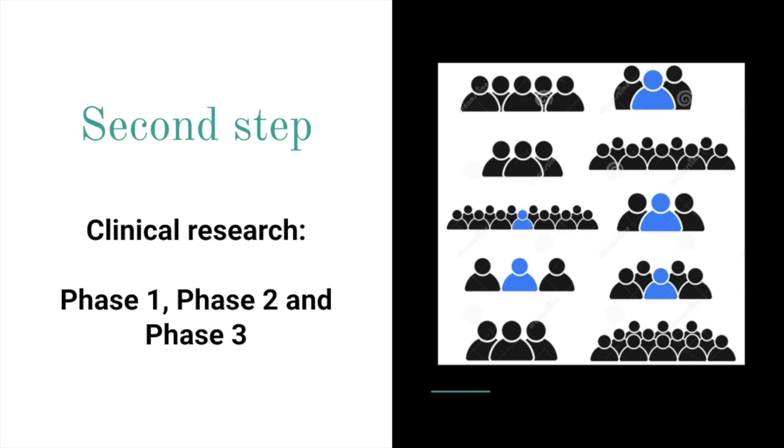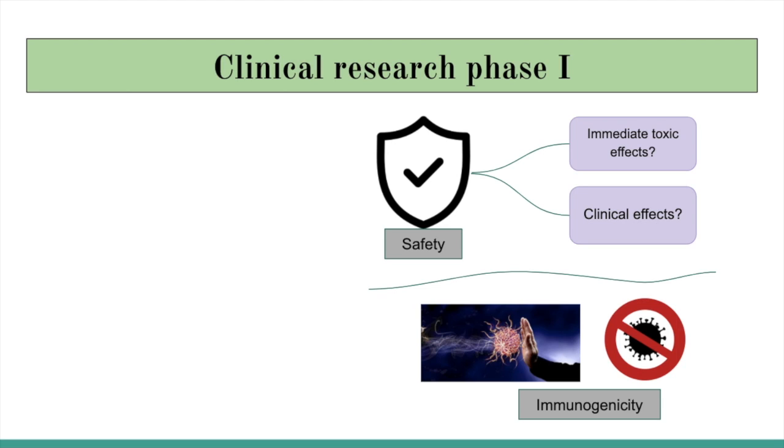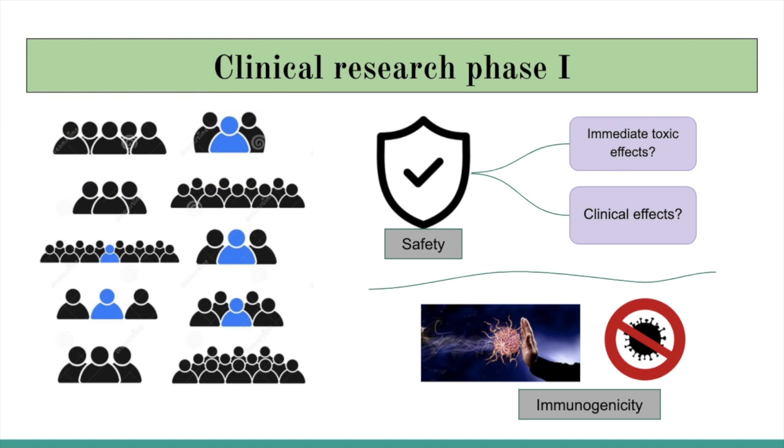Now, when a new vaccine has government authorization for research in humans, the clinical study begins through the research phases presented below. Clinical Research Phase 1. In this phase, the studies are carried out mainly in a small group of healthy volunteers, approximately between 20 and 50 volunteers, who will be closely monitored.